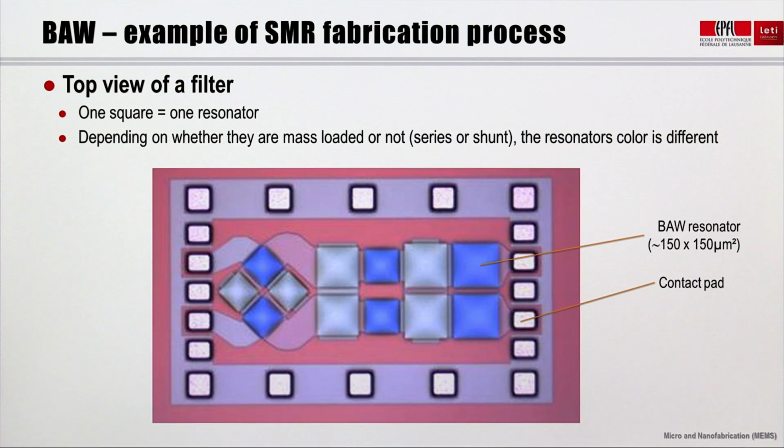This optical microscope image shows the top view of a filter chip at the end of the fabrication process. Basically, the white squares and rectangles are metallic contact pads, and the colored squares are BAW resonators which have a typical 150 by 150 square micron area. Depending on whether they are mass loaded or not, I mean series or shunt, the resonator's color is different.